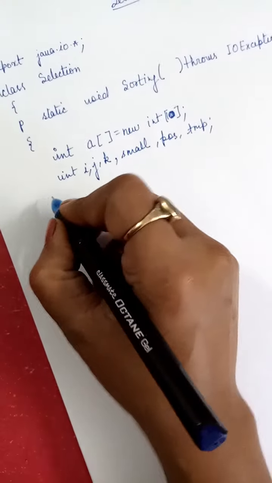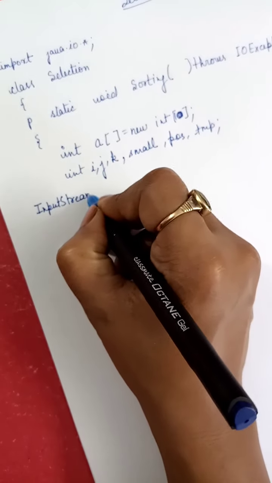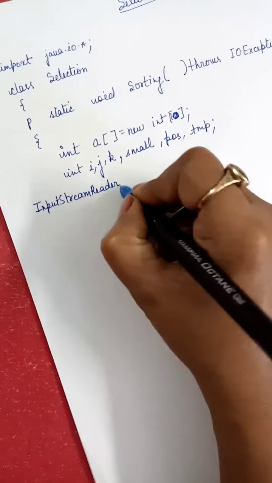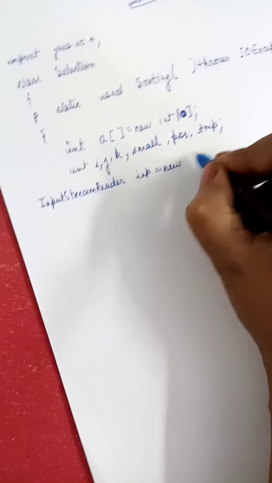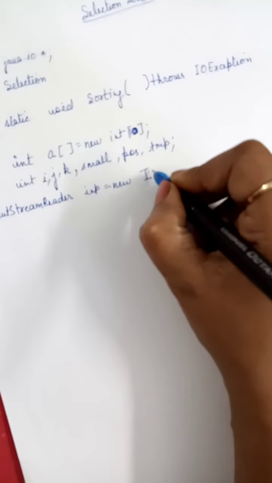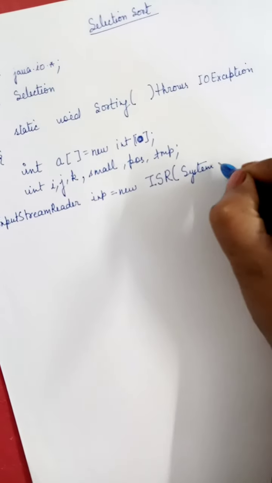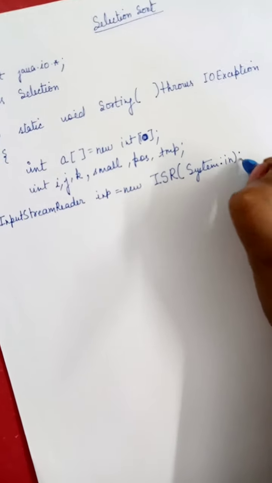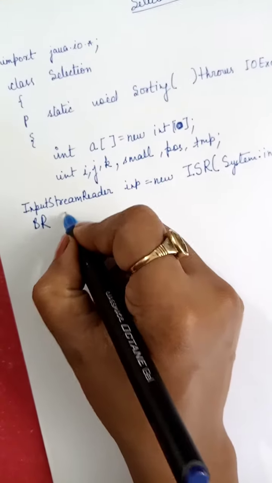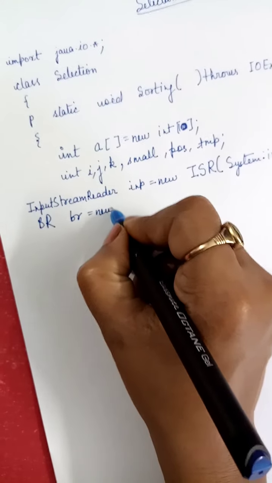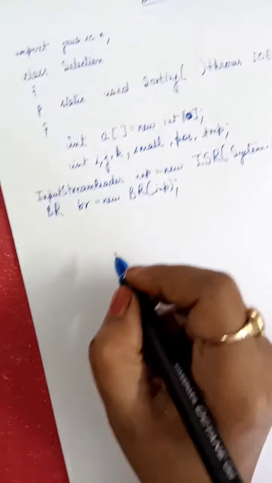Now, making the object of InputStreamReader with the name inp, object name equals new InputStreamReader. I am not writing the full words here, but you have to write the full name, you will not be writing in short, System.in. Then make the object of BufferedReader, br equals new BufferedReader, pass the object of InputStreamReader.